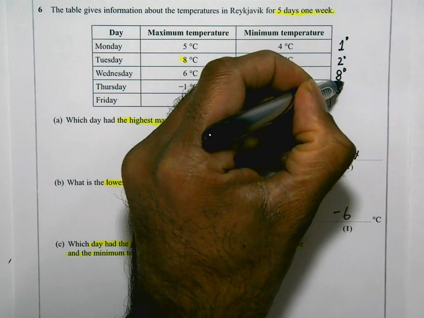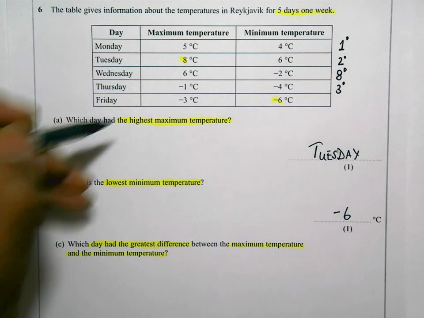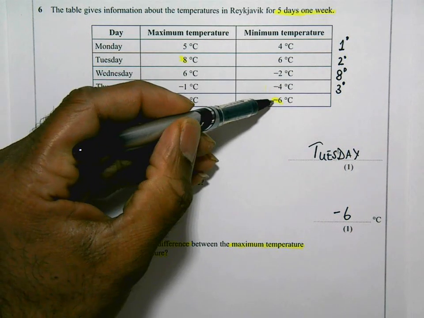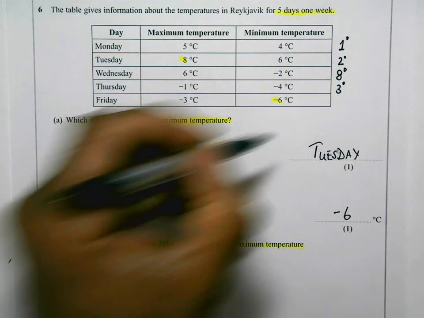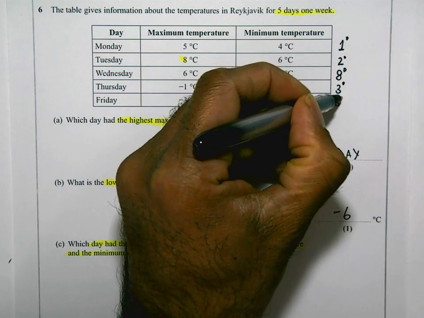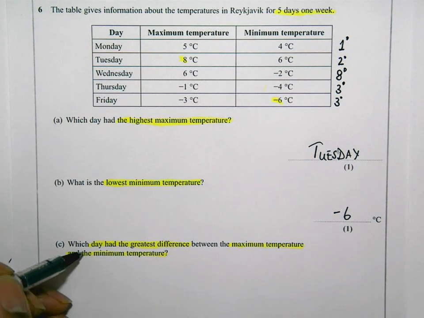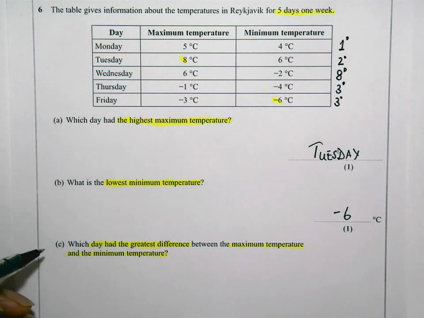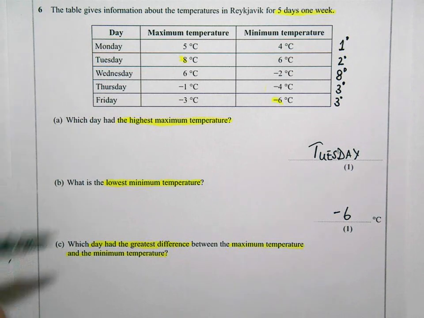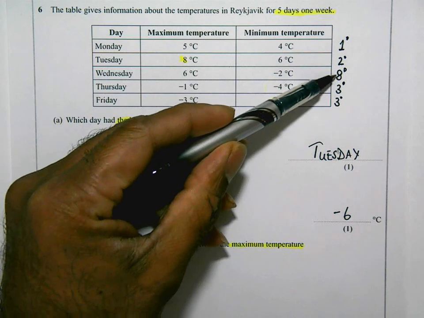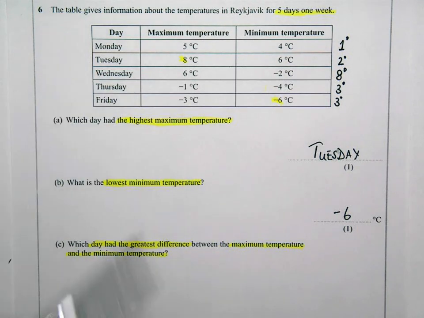And then finally on Friday, the maximum was -3, the minimum was -6, again both negative, and the difference between those is 3 degrees. So, going back to the question, which day had the greatest difference between maximum temperature and minimum temperature? I'm looking for the biggest number there, and that's 8 degrees, and the day on which that occurred was Wednesday. So in my answer space I'm going to write Wednesday.